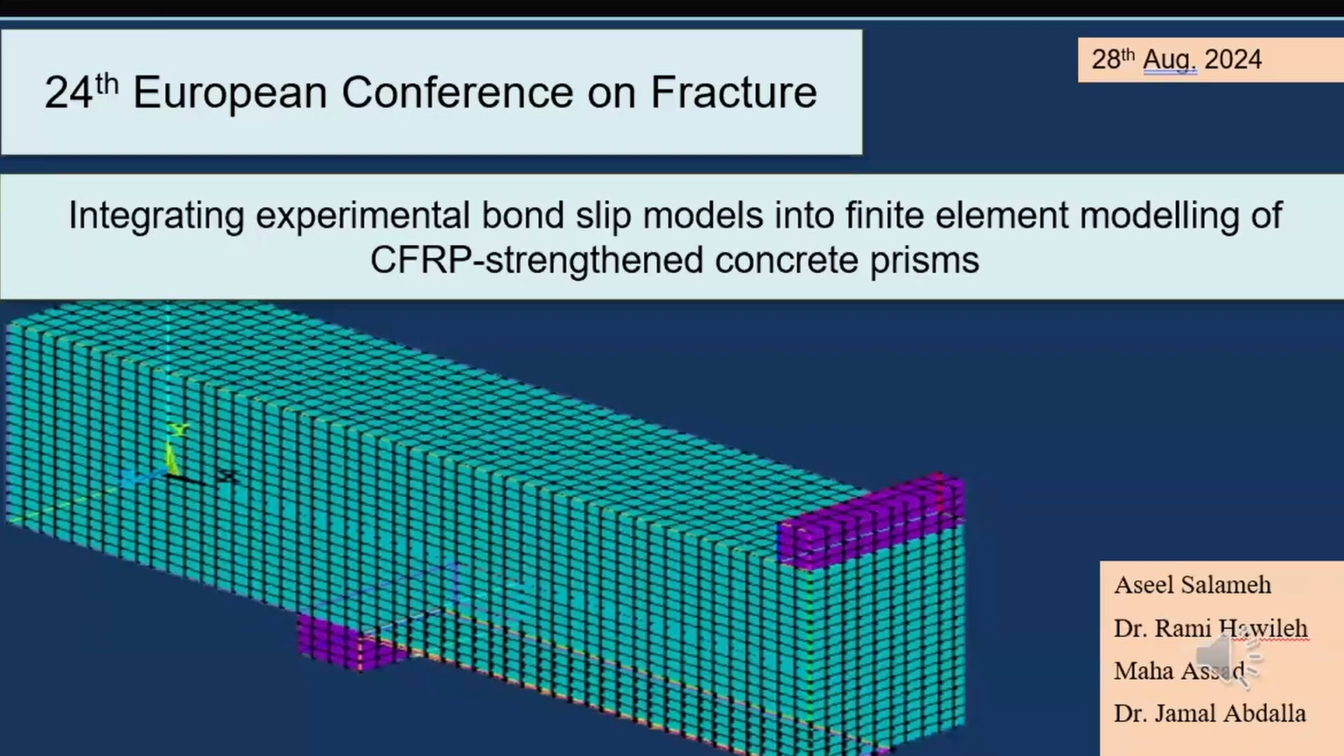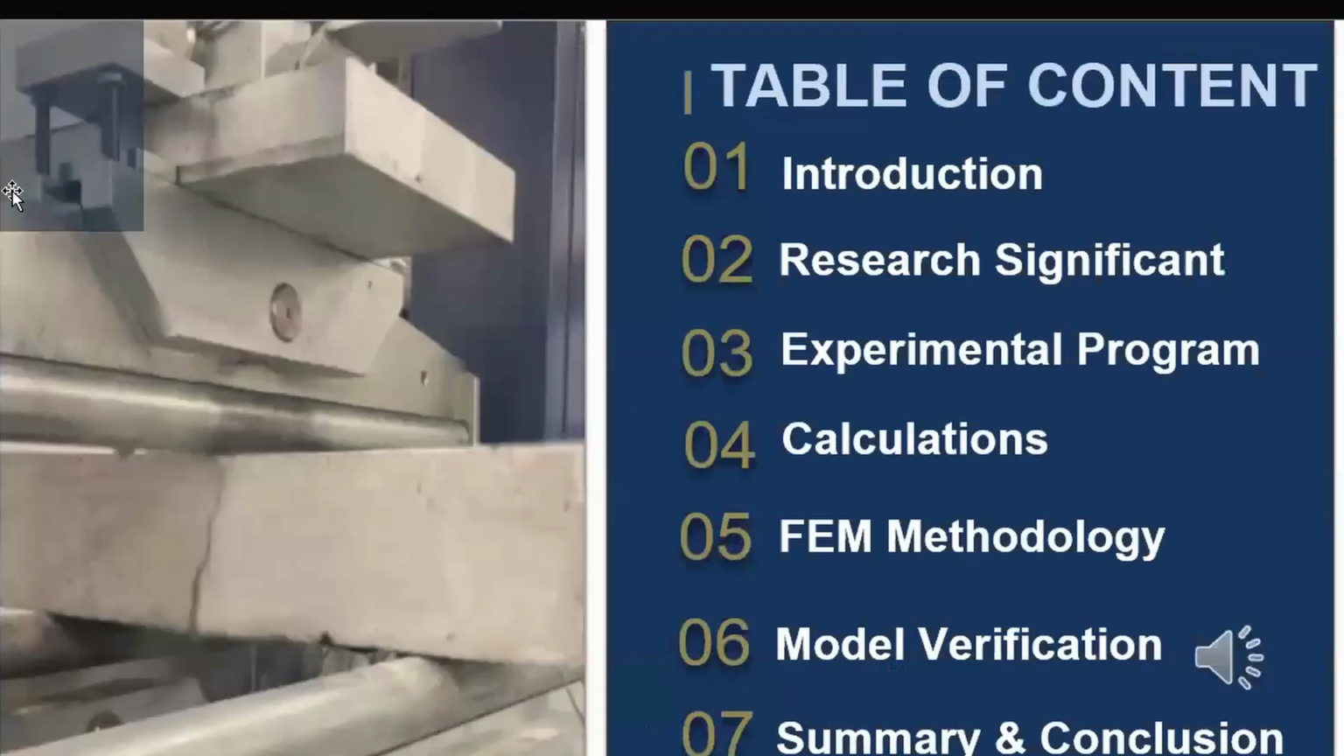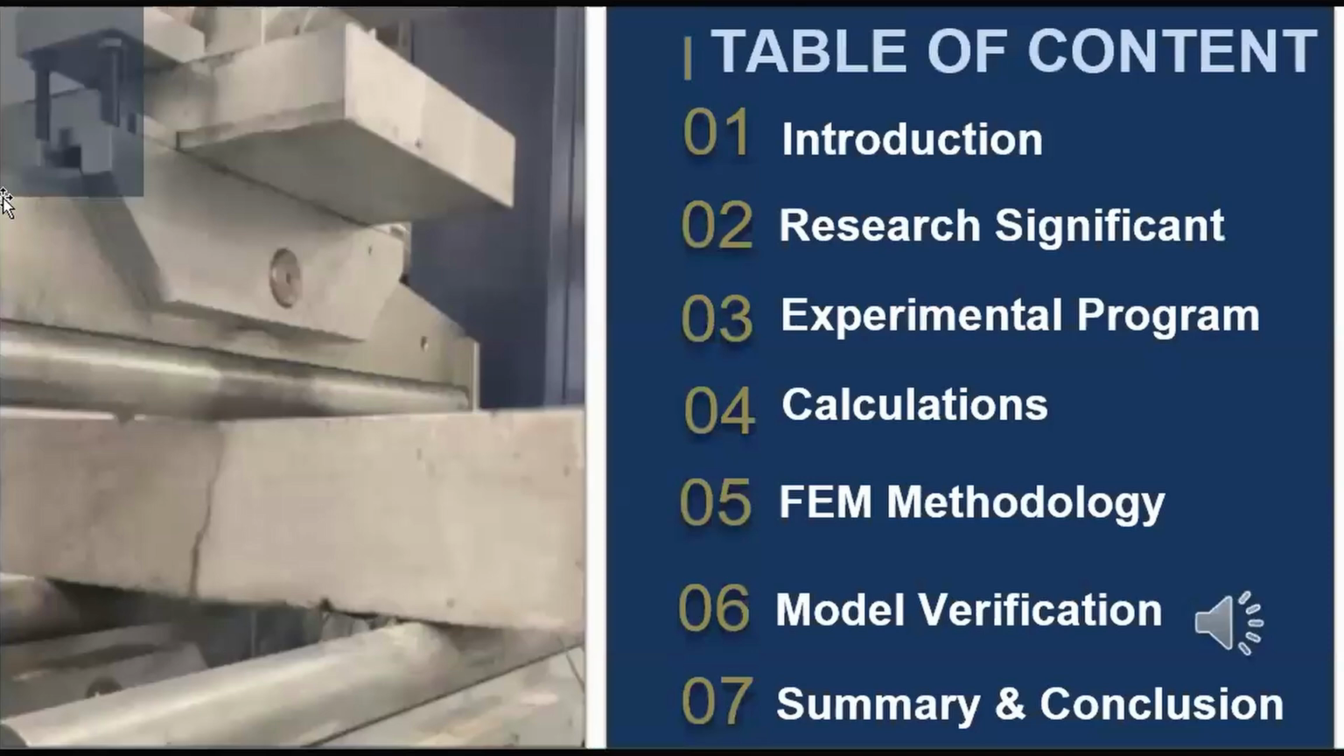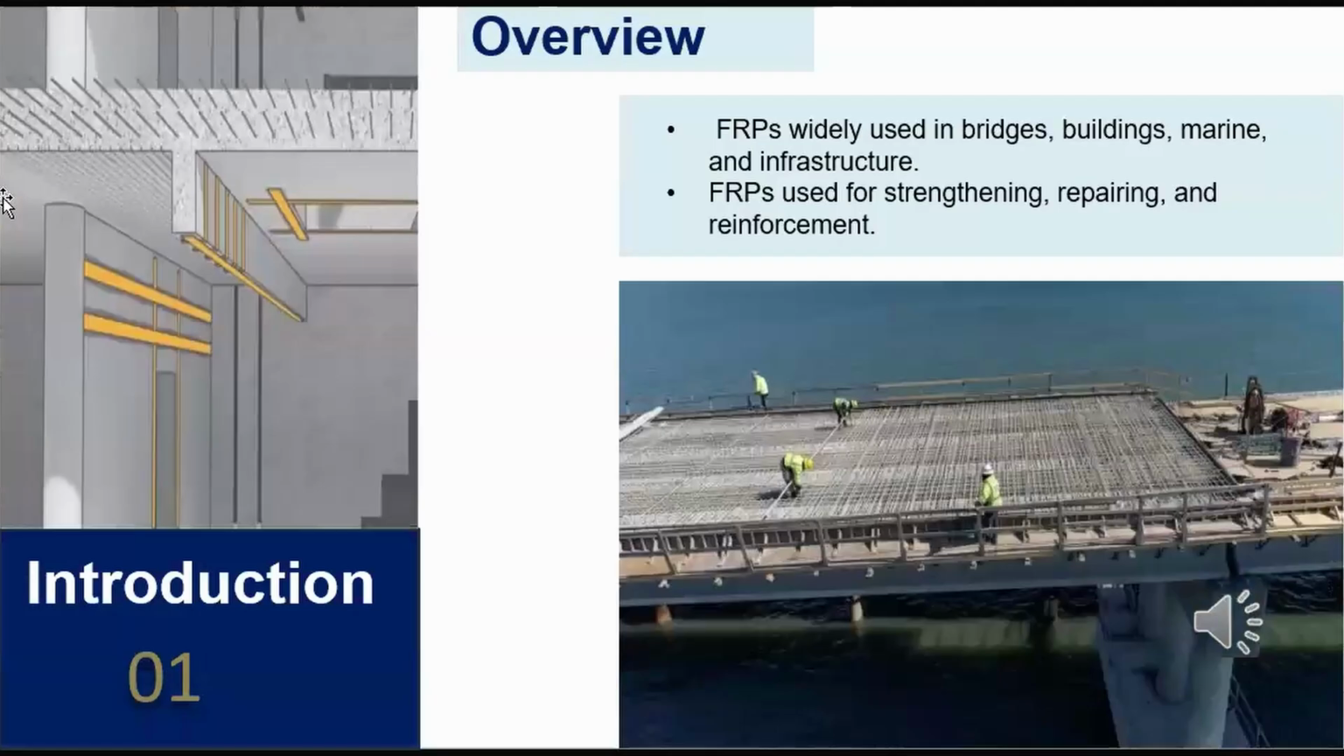This research is a part of an ongoing effort to enhance the accuracy and reliability of structural analysis of CFRP strengthened concrete structures. Let's start with an overview. FRPs, or fiber reinforced polymers, have become increasingly popular in modern construction, particularly in critical infrastructures like bridges, high-rise buildings, and marine structures. Their use includes repairing, strengthening, and reinforcing.